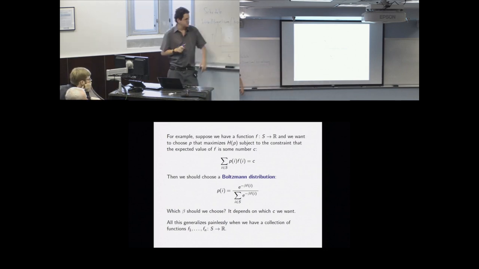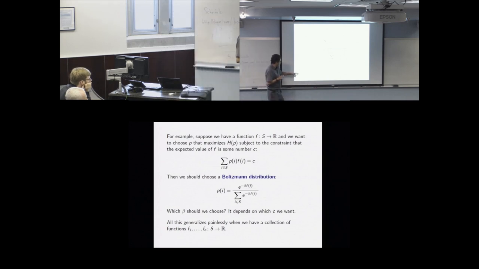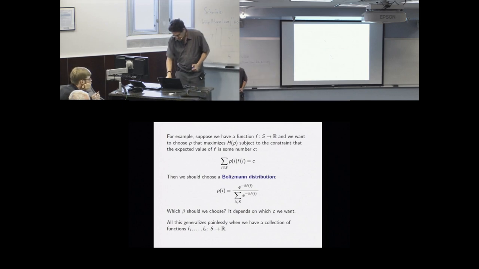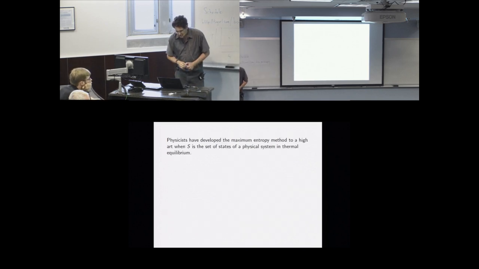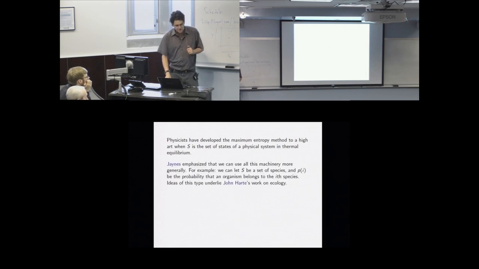And all of this generalizes in the most pleasant and obvious way when you have a bunch of functions. You just get a bunch of terms up here added up and a bunch of different betas. So physicists have been using this kind of method for a long time, so they have developed it to a really high art for systems in thermal equilibrium. And Jaynes emphasized that you can use it much more generally.